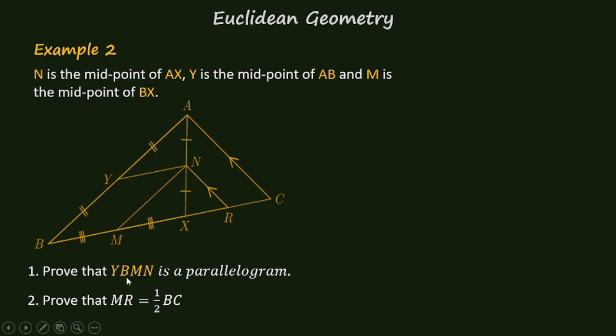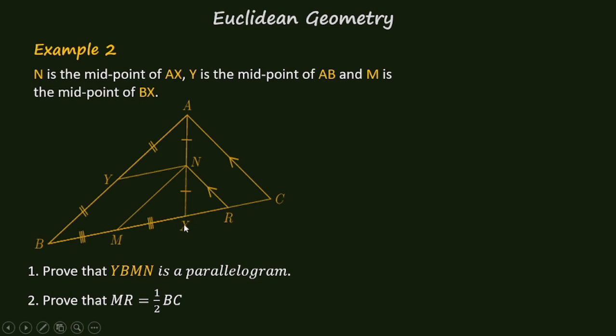To prove that something is a parallelogram, we need to show that the opposite sides are parallel to each other. Remember, a parallelogram is any four-sided figure whose opposite sides are parallel to each other. So in our situation here, if we can show that YN is parallel to BM, and then also show that MN is parallel to BY, then we would have shown that YBMN is a parallelogram.